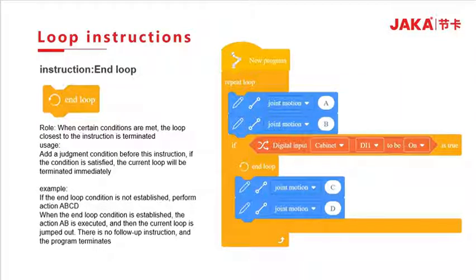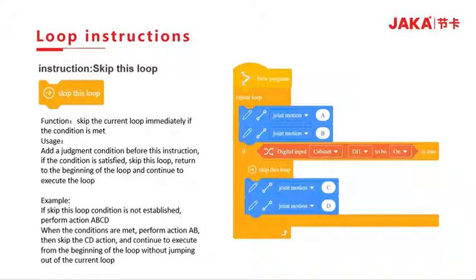End the loop. This function terminates the loop closest to the instruction when a specific condition is met. Generally, a judgment condition is added to the program, and the current loop is terminated immediately when the condition is satisfied. As shown in the example on the right, the action is executed in a loop. If the condition to end the loop is not satisfied, the action A, B, C, D is executed in a loop. When the end loop condition is met, the action A, B is executed, and then the current loop is ended. The program automatically terminates without subsequent instructions.